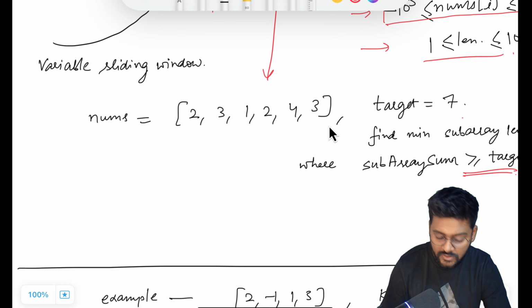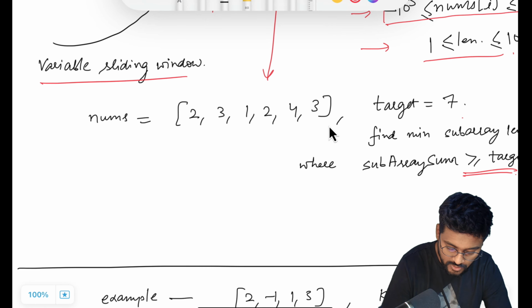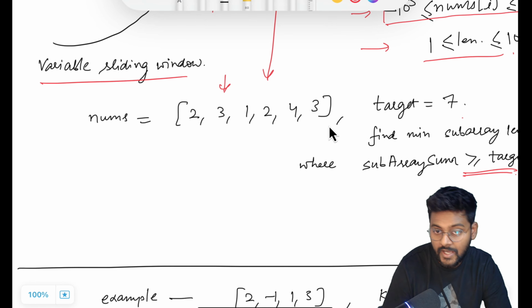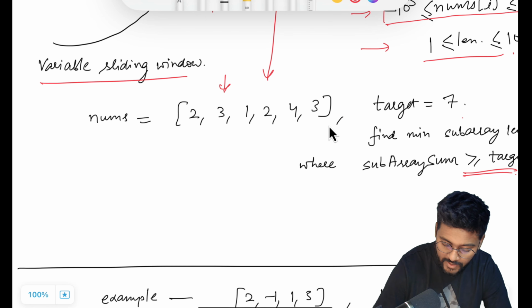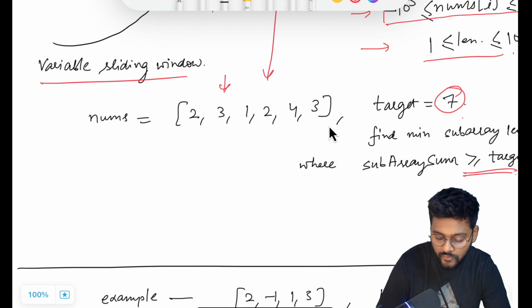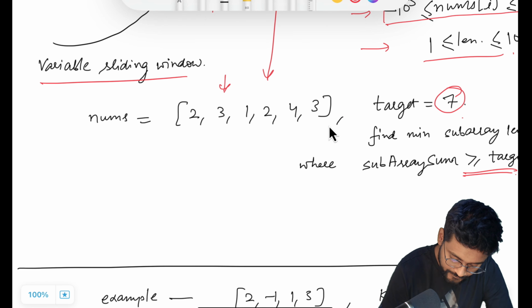Let's quickly have a look at the variable sliding window approach to solve this kind of problem, where we have all positive elements and a target, and we have to find a subarray whose sum is greater than or equal to target, and we have to minimize the length of that subarray. So first of all, if I start with 2, it is a subarray but the length is not matching. 2, 3, which is 5, is not matching the target value.